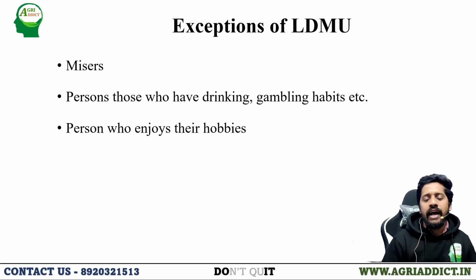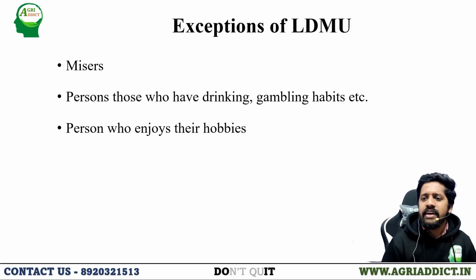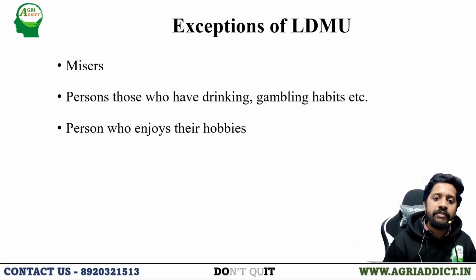And of course, as we have already seen, as we propose some assumptions regarding this law of diminishing marginal utility, there are some exceptions also. In the case of misers, the law may not work, because they are reluctant to spend the money. Even if they have unlimited resources, they will be reluctant to spend, so they might stop the consumption at the second or third unit. So for misers it won't work.